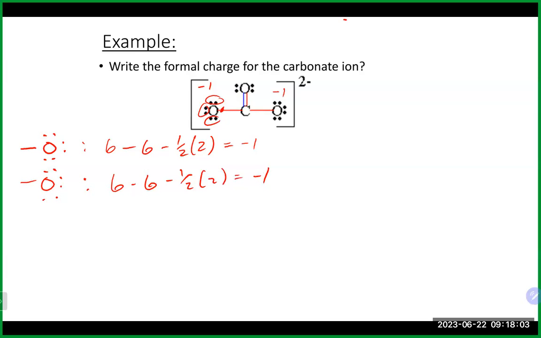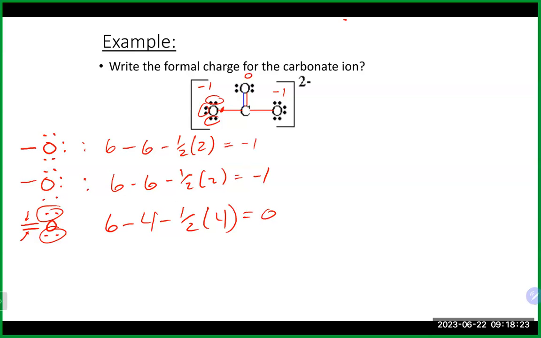If we look at our double bonded oxygen here, we have 6 minus 4 non-bonding electrons, minus 1/2 of 4 as well, 2 for each of those bonds. This gives us 6 minus 4 is 2, minus 1/2 of 4, which is also 2. That's going to be 0.